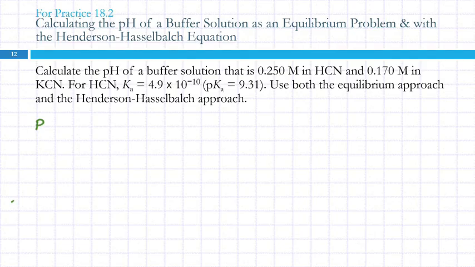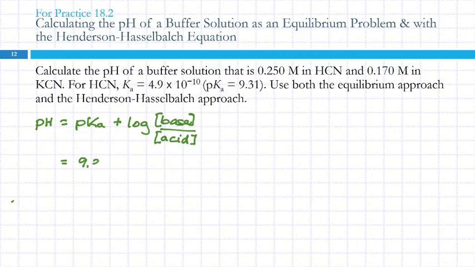So we'll write the equation. pH equals pKa plus the log of the base over the acid. Well, they gave us the pKa, right? 9.31 plus the log of. Now we've got HCN and we've got KCN.